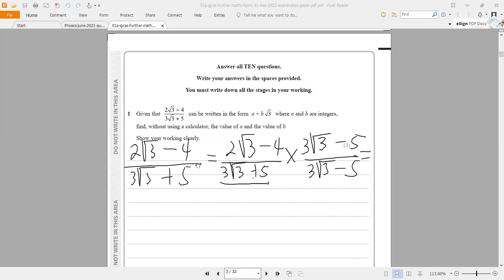So upon expansion, we have 6 times 3, because 2 times 3 is 6. Root 3 times root 3 will give us 3. In turn, we multiply 2 root 3 by minus 5, so we have minus 10 root 3. Then we are done with this. We move on to this. Minus 4 times this will give us minus 12 root 3. And finally, minus 4 times minus 5 will give us plus 20.